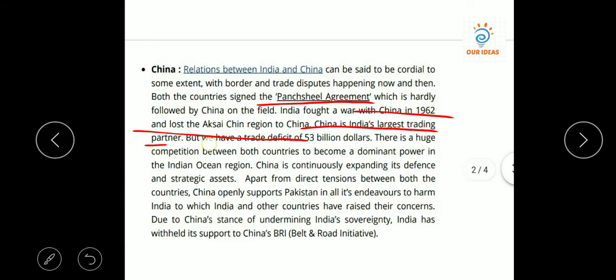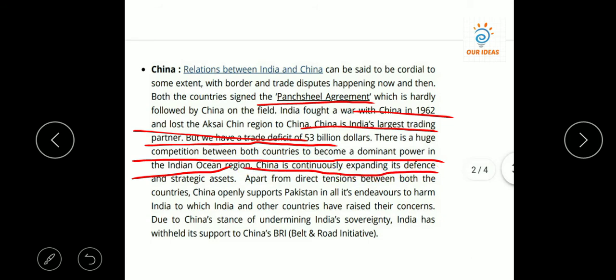China is India's largest trading partner, but the problem is the trade deficit, which is $53 billion. There is huge competition between India and China. Both countries want to become the dominant power in the Indian Ocean region. As I mentioned earlier, regional power is most important. China is continuously expanding its defense and strategic assets. Apart from direct tension between both countries, China openly supports Pakistan. By supporting Pakistan, China wants to pull India down and harm India, and other countries have raised concern over China's stance undermining India's sovereignty.